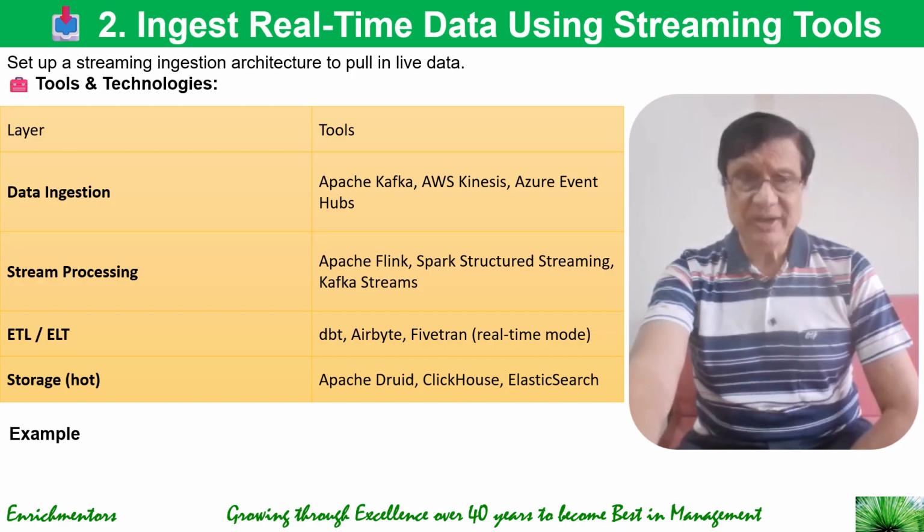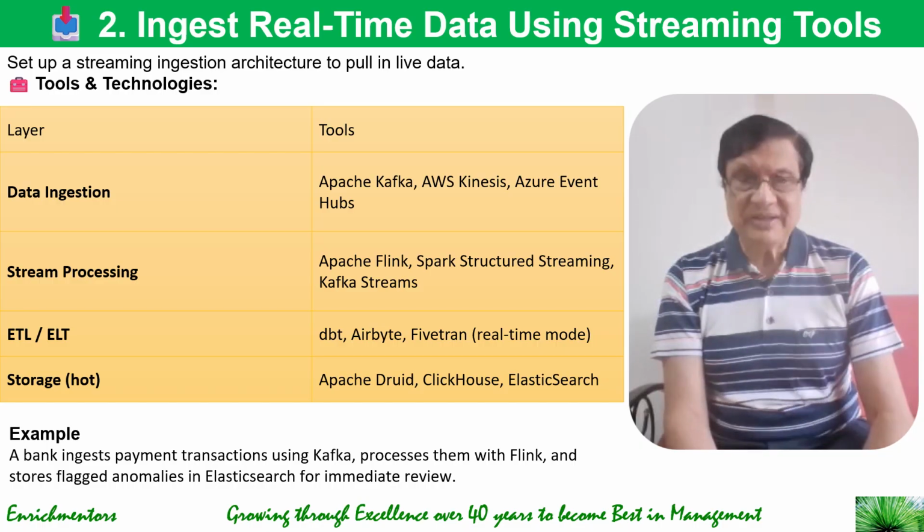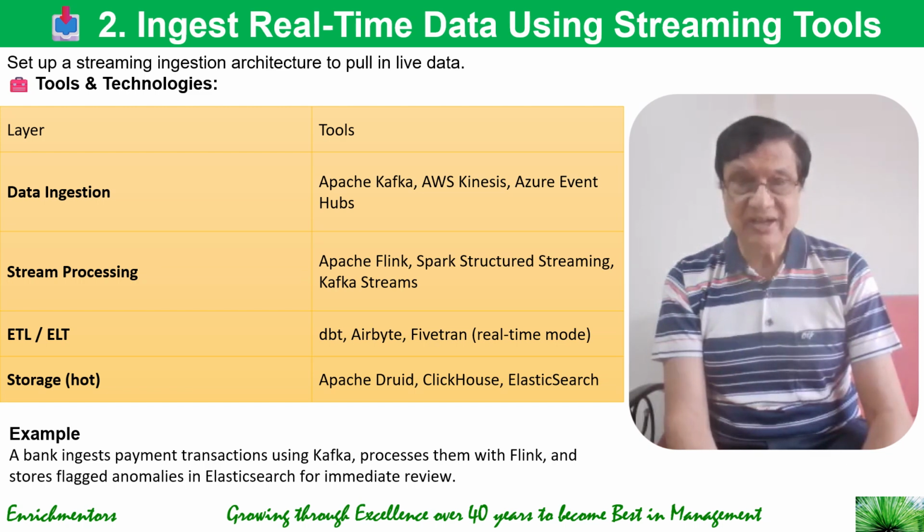Let's take a look at an example of these technologies. A bank ingests payment transactions, and for that they use Kafka. They process them with Flink and store flagged anomalies in Elasticsearch for immediate review. So three technologies there in this whole example of the architecture of real-time data streaming and usage.